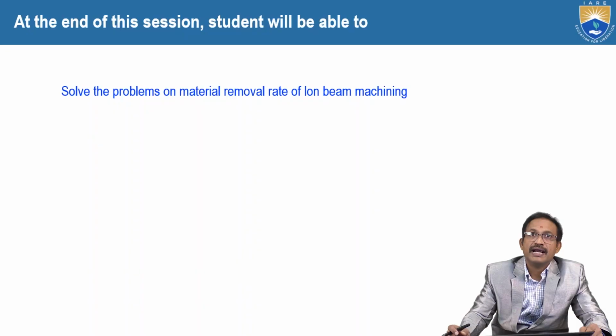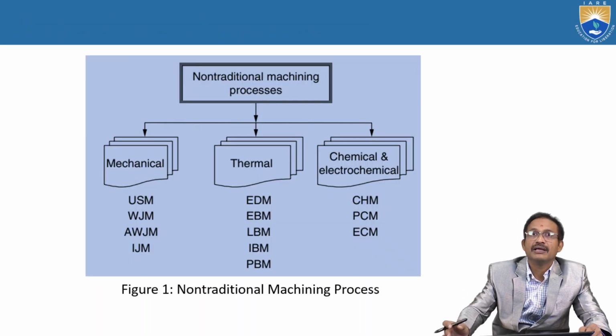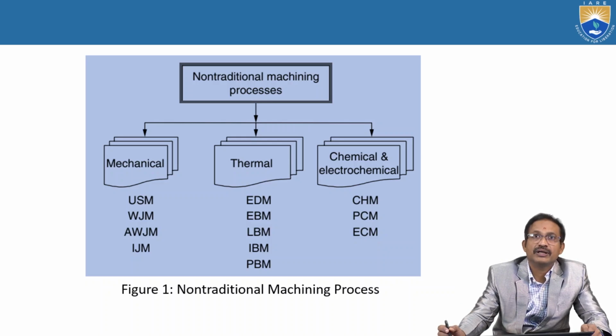At the end of this session, students will be able to solve problems on the material removal rate of ion beam machining. Of course, if the material removal rate is given in the data, some other parameter or value may be required to find. So students will be able to find those values. Before we discuss the problems, let us look at the non-traditional machining processes.